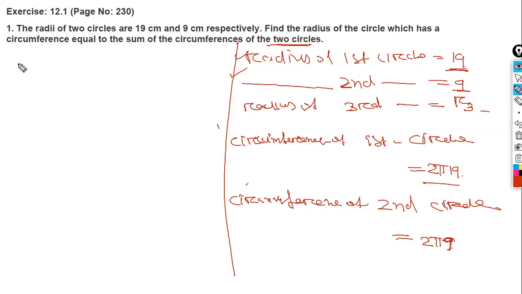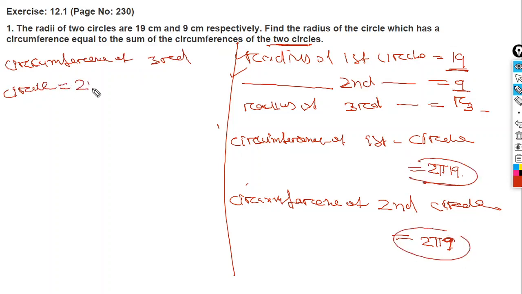You can write circumference of third circle is equal to the sum of these two, 2 pi into 19 plus 2 pi into 9, which will be equal to 2 pi, you can take as common, 19 plus 9, which will be 2 pi into 28. Okay. So this is the circumference of the third circle.